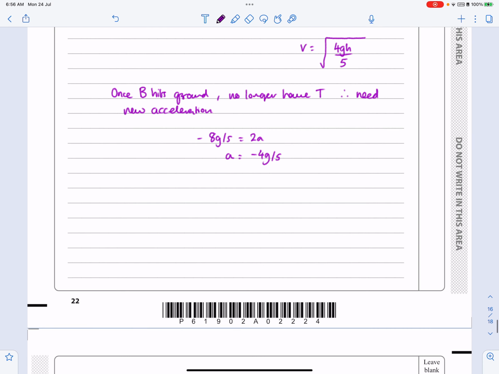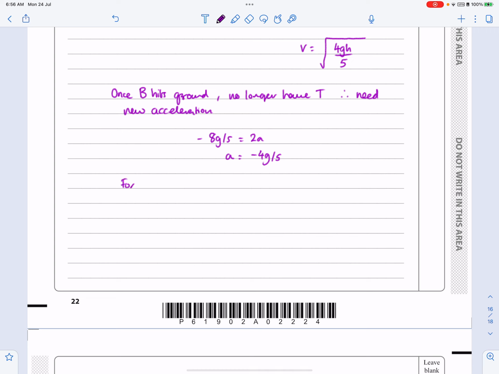So again, for motion of A, after B hits the ground, we can use suvat. It's going to be a constant acceleration, or in this case, deceleration. So S, how far does it go? I don't know. That's what I'm interested in. U is going to be that speed there. The final velocity, the minute the string breaks, that's going to be the velocity there.